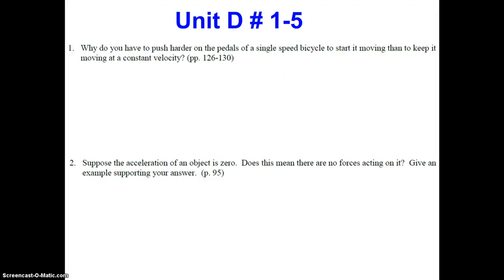Why do you have to push harder on the pedals of a single speed bicycle to start it moving rather than keep it moving at constant velocity? What you're being tested on in this question is the difference between static friction and kinetic friction. As you probably know from practical experience, static friction, denoted by Fs, is the amount of force required to just get an object moving, as opposed to kinetic friction, which is the amount of force to keep an object moving.